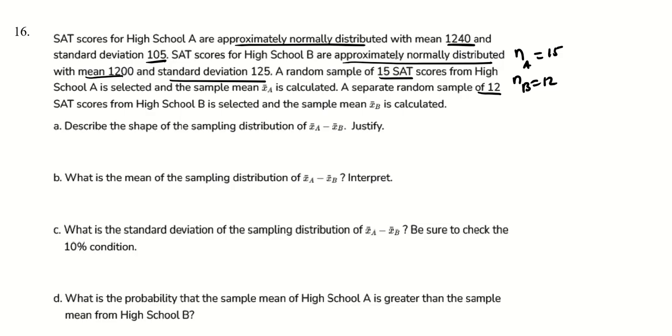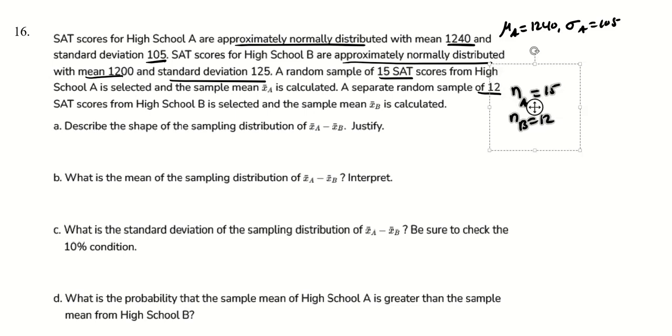Okay, according to that, we got mu A is 1240. Standard deviation A is 105. And let me move this over. Okay, I got that. And then mu B is 1200. Sigma B is 125. Okay, so we need that information. They're both approximately normally distributed.